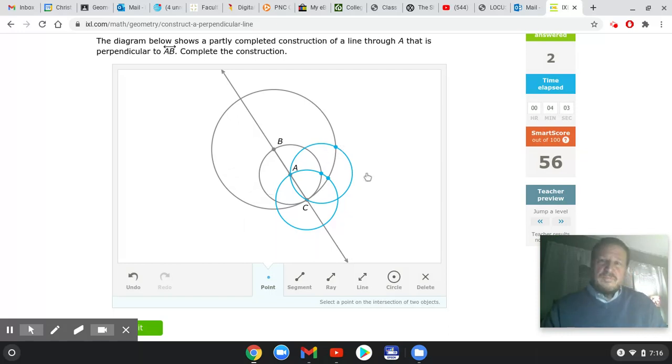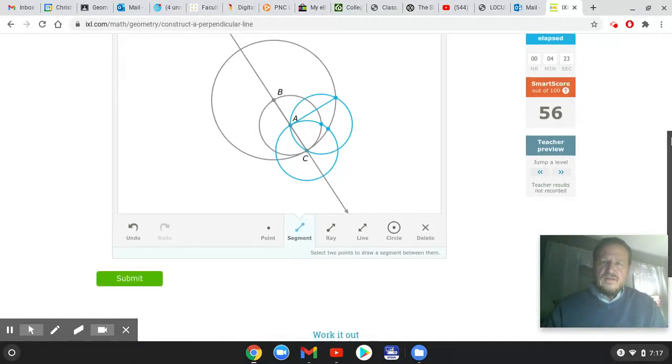So I had to draw 2 circles to be able to do that. If I hit segment, right, and I go to A, and then I hit this one, this looks like it's going to be a perpendicular line, okay? And that's going to be the key to doing it. So I guess if I hit submit here, we'll see if we got that one right. And we should be in good shape.